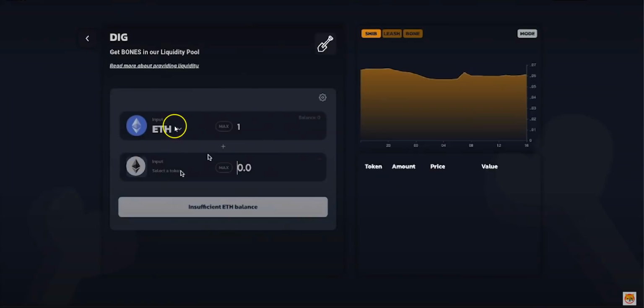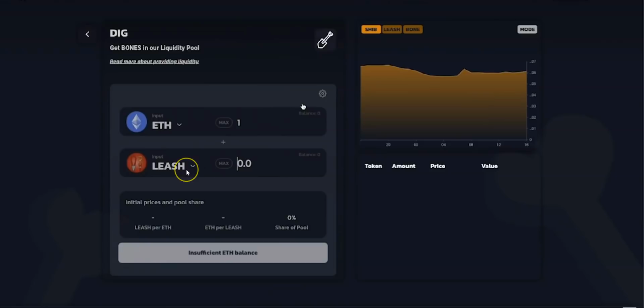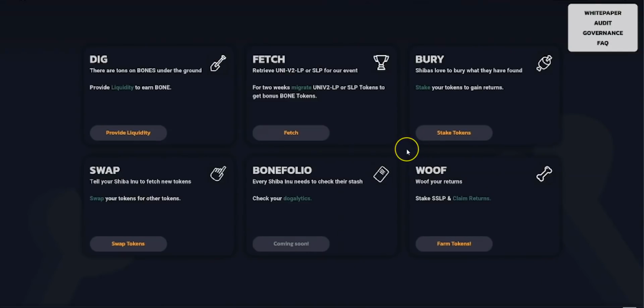And this is how you create a pair. For example, Ether, and you can just click. If you click down here, you'll get a list of coins. In this case, we can click leash. And then when you have leash, you can add the liquidity. You can type whatever liquidity you want, and then when that's done, you can finish up.